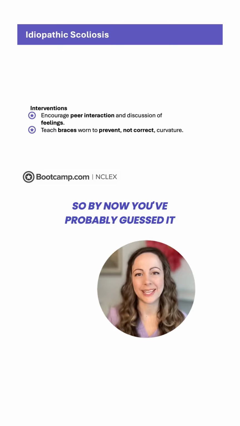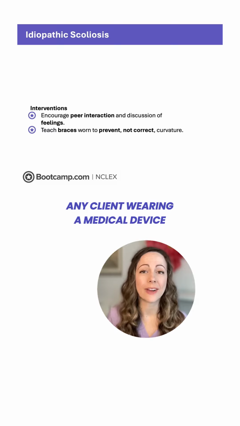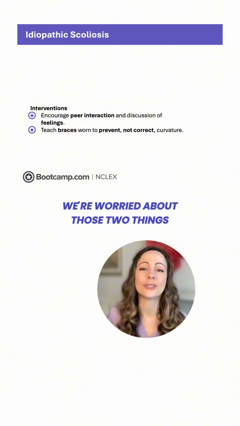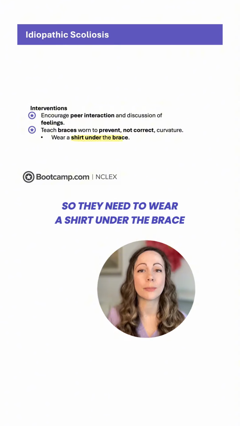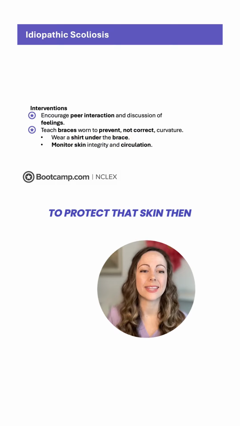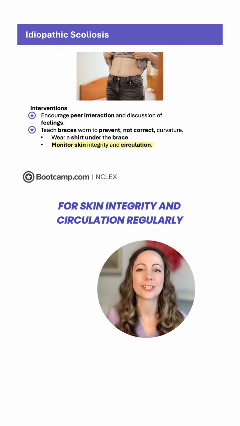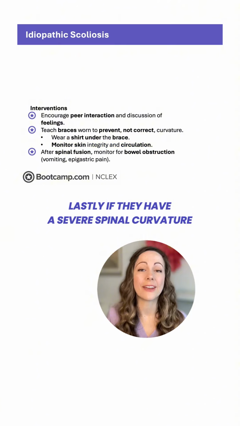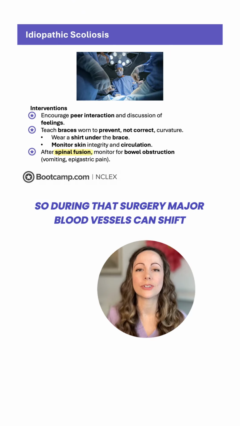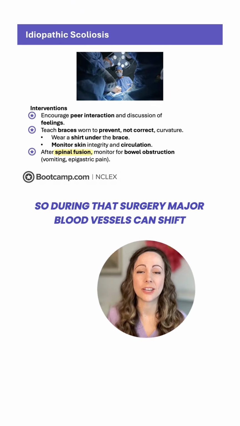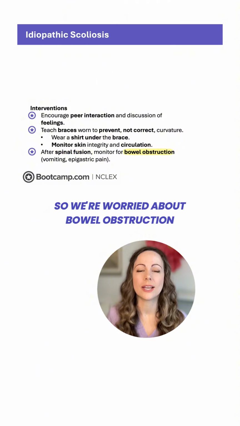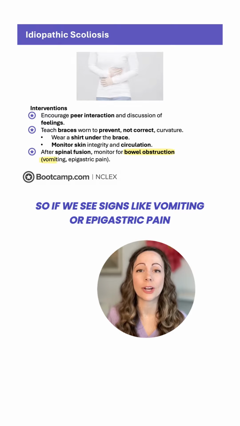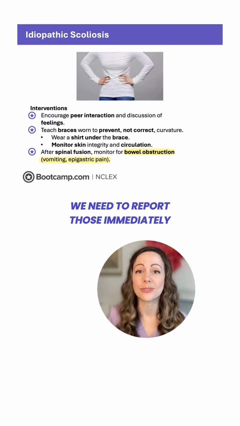So by now you've probably guessed it. Any client wearing a medical device like a brace or a cast, we're worried about those two things, skin integrity and circulation. So they need to wear a shirt under the brace to protect that skin. Then they need to monitor for skin integrity and circulation regularly. Lastly, if they have a severe spinal curvature, they need a spinal fusion surgery. So during that surgery, major blood vessels can shift and cause compression of the bowel, so we're worried about bowel obstruction. So if we see signs like vomiting or epigastric pain, we need to report those immediately.